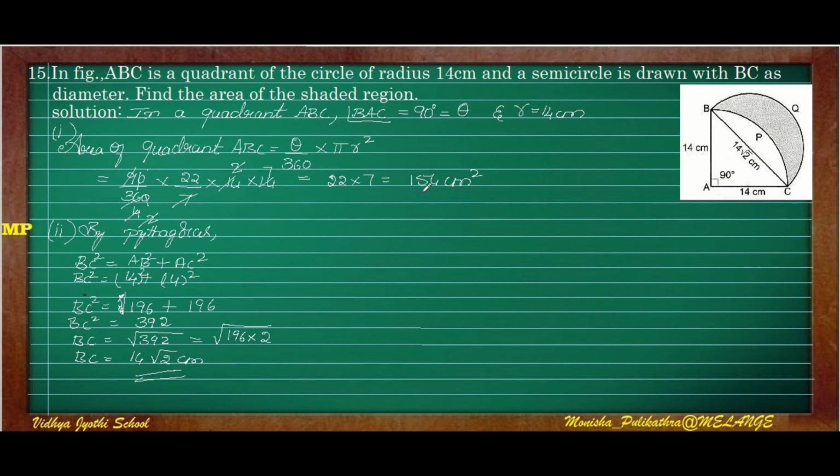Next, since the diameter is 14 root 2, we need the radius. So radius is half of diameter, so 14 root 2 by 2. So 2 ones are 2, 2 7s are 14. So the radius is 7 root 2 centimeter. So this will become a diameter, and 7 root 2 is the radius. Now we have to find out the area of the semicircle.